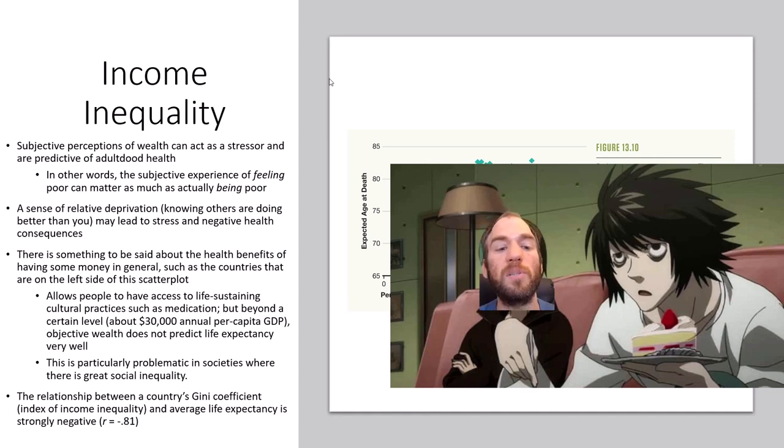This is particularly problematic in societies where there is great social inequality. The relationship between a country's Gini index, which is one measure of the amount of income inequality within a country, and life expectancy is strongly negative. R equals negative 0.8. So here we have this subjective interpretation of a stressor.